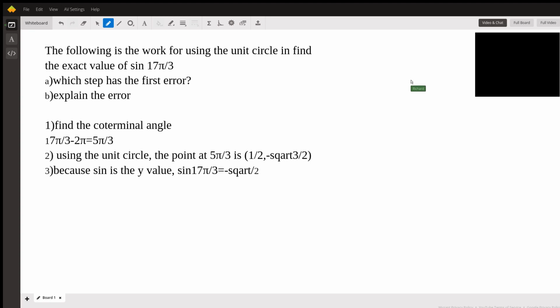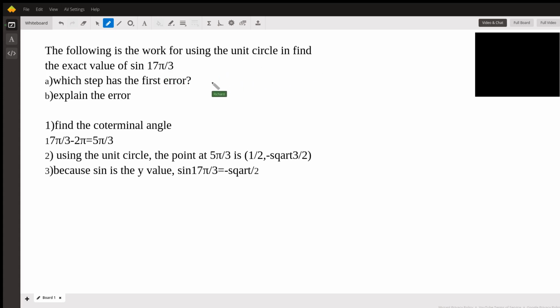I'm answering a question submitted by a student having to do with the unit circle. The unit circle is a big part of pre-calculus. You spend a lot of time on it, and you might see it for the first time in Algebra 2. They're trying to find the exact value of sine 17 pi over 3. Whenever you see an instruction that says find the exact value, it means you're not allowed to use your calculator. So you have to use the unit circle.